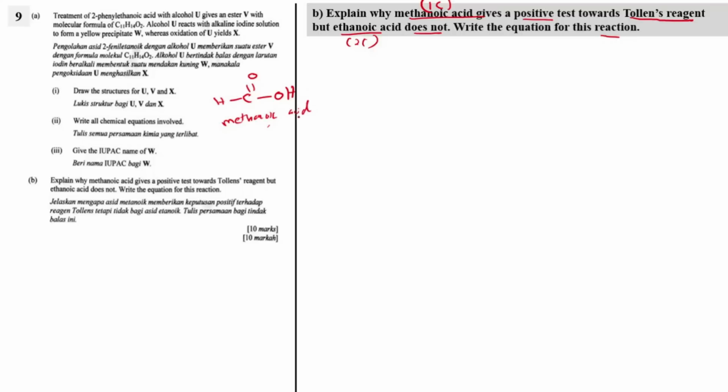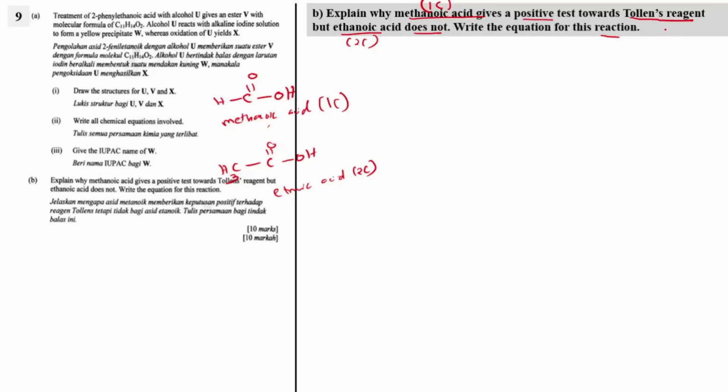For ethanoic acid, you're going to have 2 carbons like this, and then it's going to end up with CH3 here. So this one is ethanoic acid with 2 carbons. The methanoic acid will give a positive result towards Tollens' reagent.